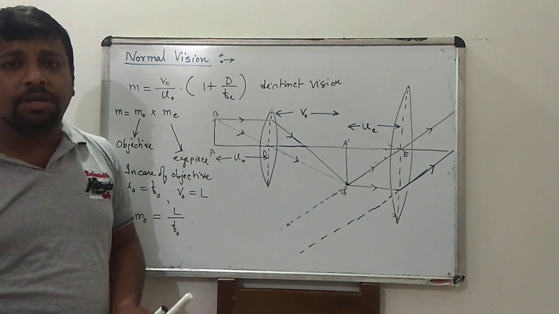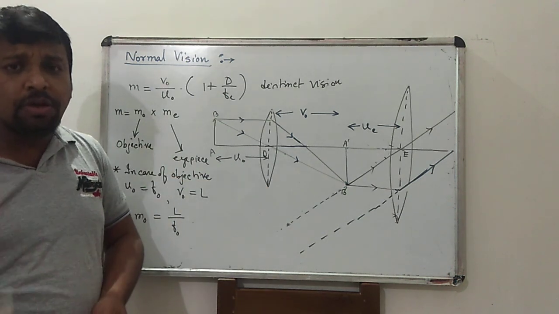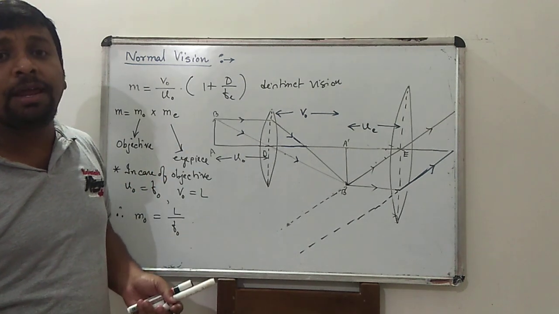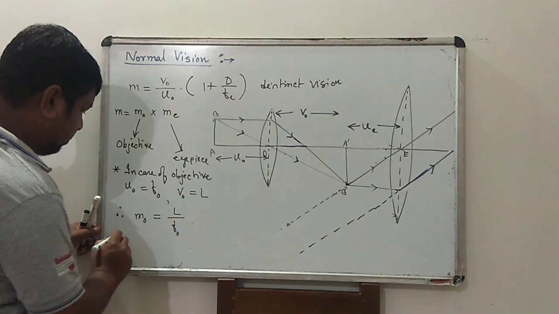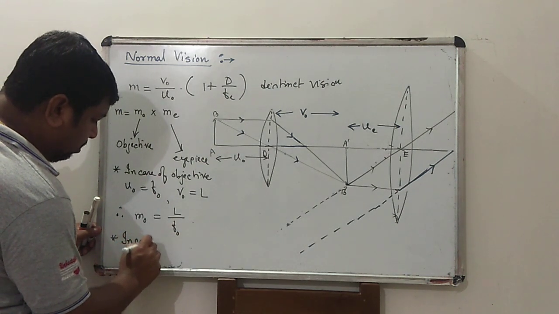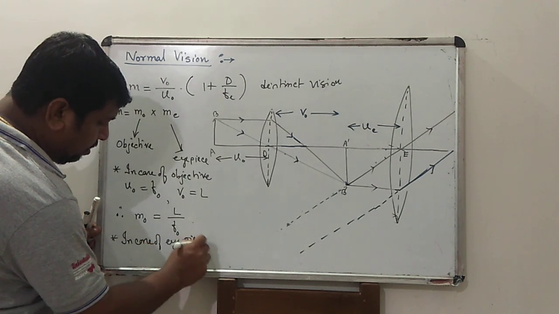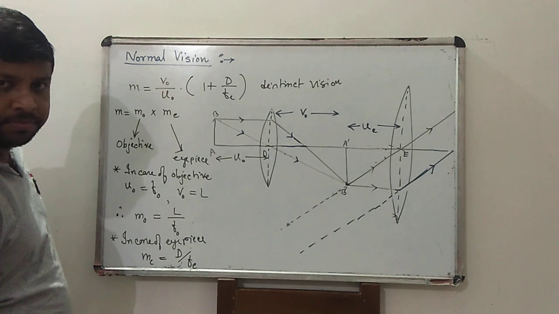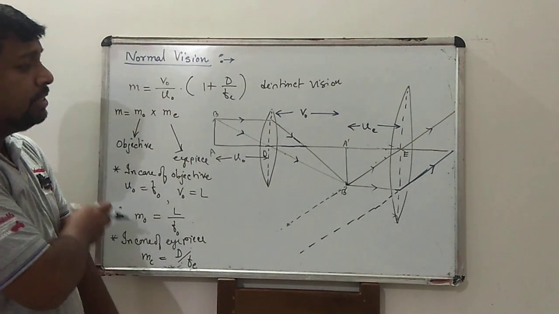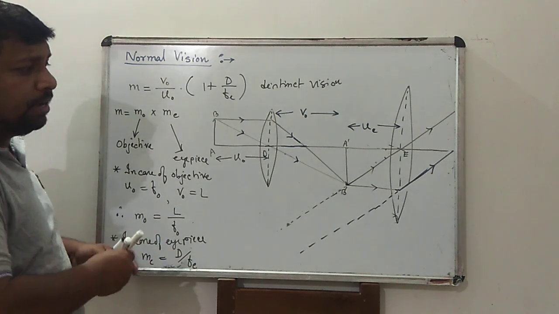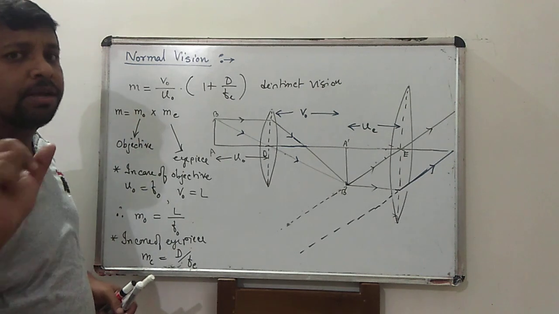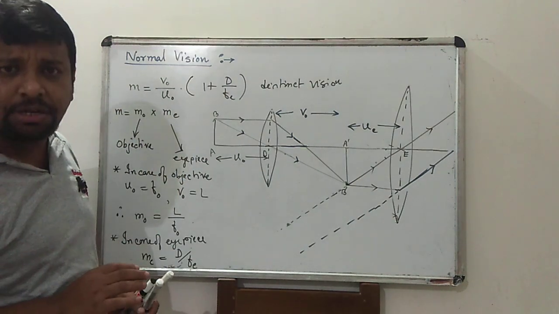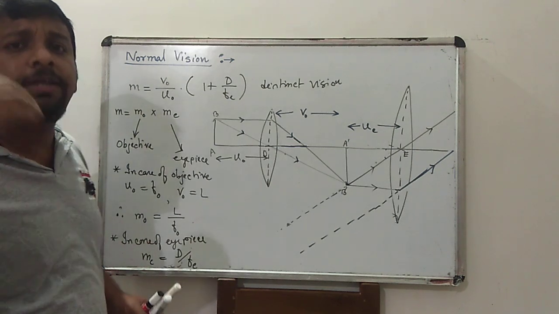In this case, for normal adjustment the final image is again formed at infinity. So the magnifying power of the eyepiece for normal vision is d by f. In case of the eyepiece, m e equal to d by f, because in a compound microscope the eyepiece behaves as a simple microscope. Therefore, for the least distance of distinct vision the final image is formed at a distance of 25 cm, and for normal vision the final image is formed at infinity.